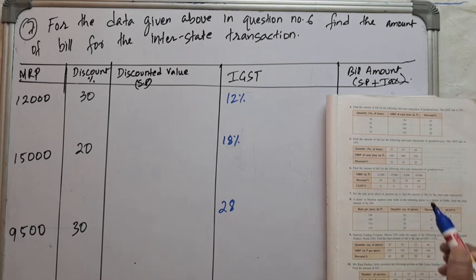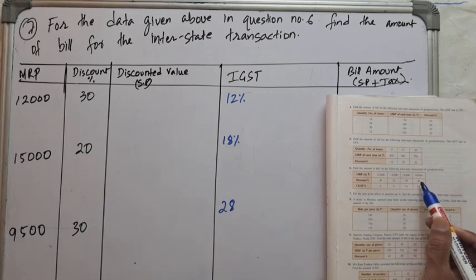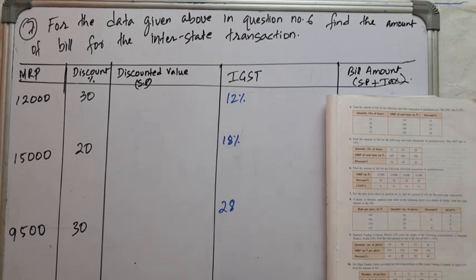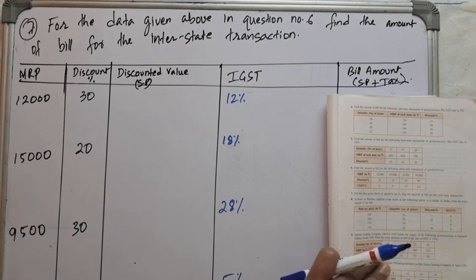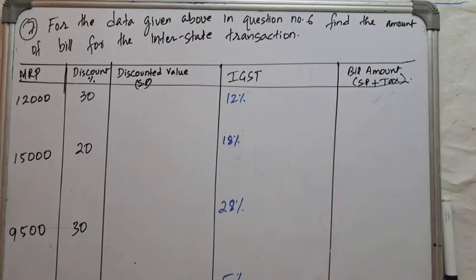In the fourth case, CGST given is 2.5%, which means IGST will be 5%. Double of 2.5 is 5%. Double of 14 is 28, double of 2.5 is 5%. We will not calculate SGST or CGST, we will straight away calculate IGST. Now let us do this question. We are asked to calculate the bill amount, total bill amount.